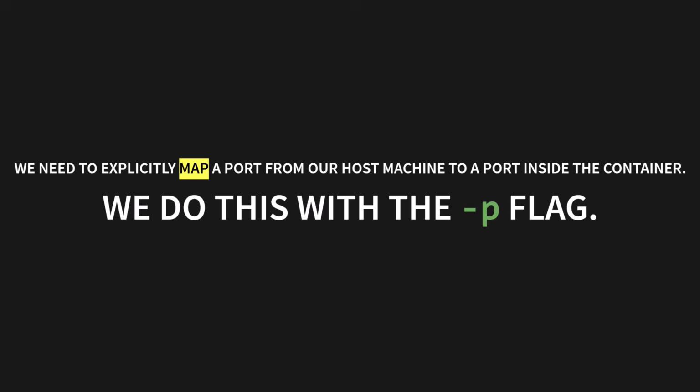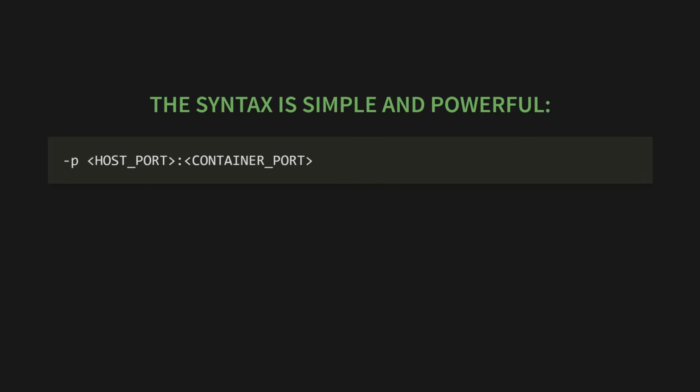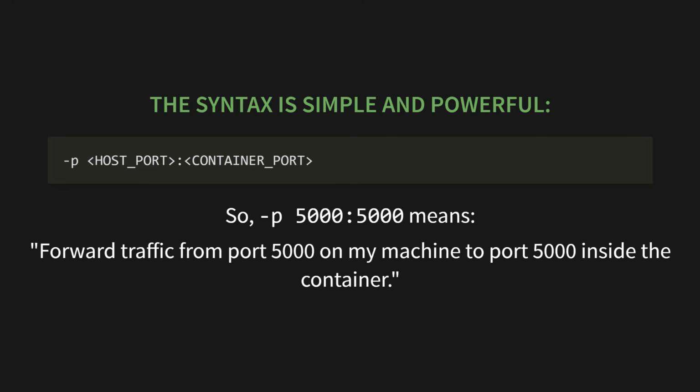We do this with the -p flag. The syntax is simple and powerful. It's -p, then the host port, a colon, and then the container port. So in our case, -p 5000:5000 means forward traffic from port 5000 on my machine to port 5000 inside the container. Let's try again. First, go back to the terminal where the old container is running and stop it by pressing Ctrl+C.